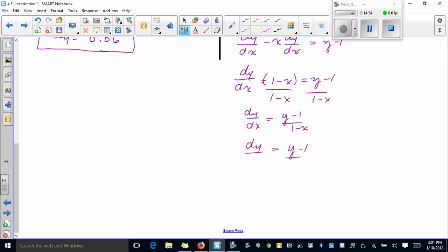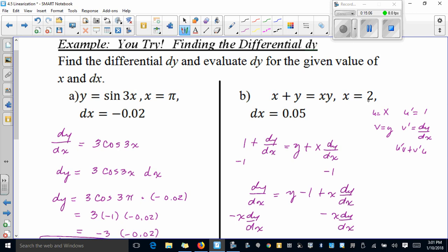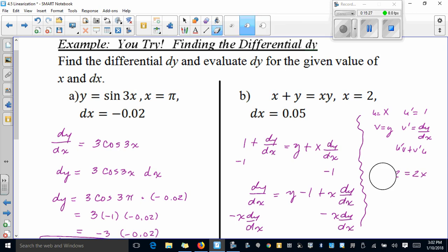I'm going to plug in 2 for x and solve for y. Let me try that one again. I'm putting 2 in for x. So I get 2 plus y equals 2y. There we go. Subtract y, and I get 2 equals y. 2 minus 1, 1. So there I have my y value.